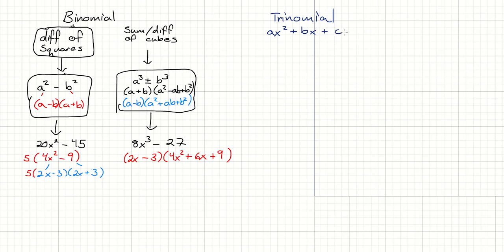Now, realistically, there's only one way that you need to be able to do this, and it's called grouping. Factoring by grouping is something that you don't have to remember a single other piece throughout the whole process.